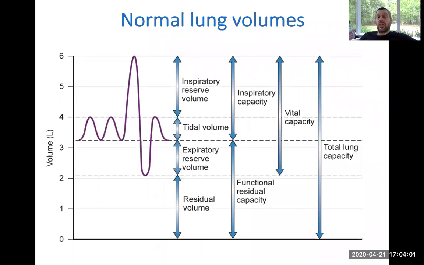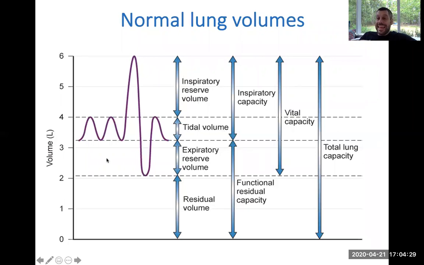So I just want you to look at this graph for a minute and see what kind of volumes you can measure using a spirometer. What you are seeing when you look at a graph like this, and you're going to see some example data that you're going to analyze this week, is that on the y-axis here is the volume, measured in liters, of air that's going in and out. And on the x-axis along the bottom is just time.